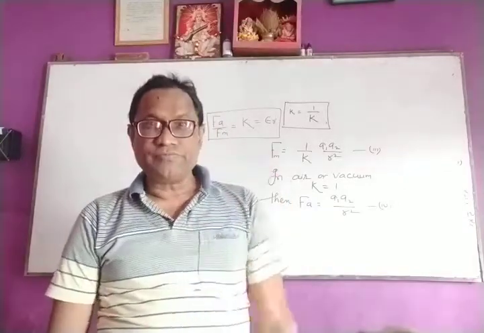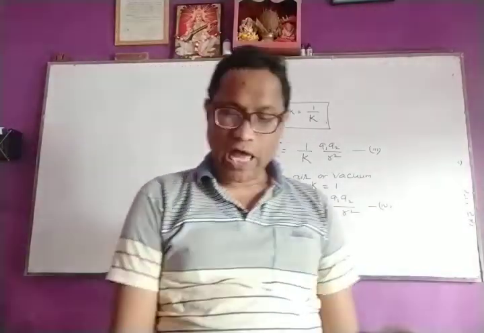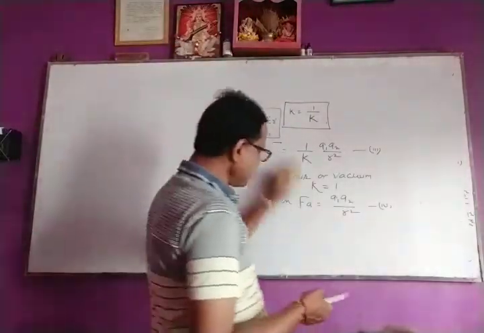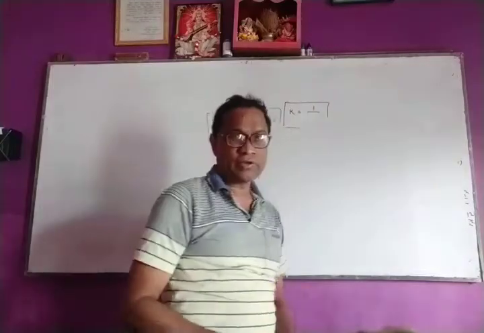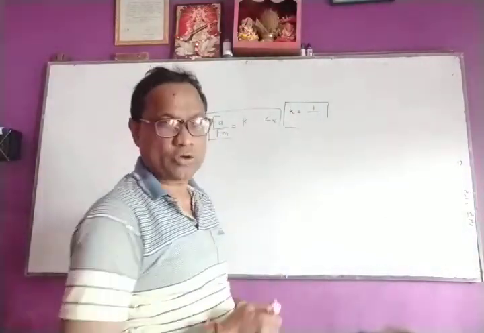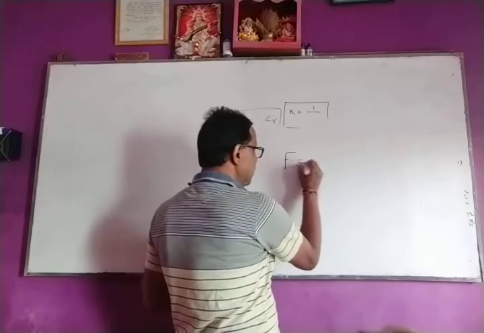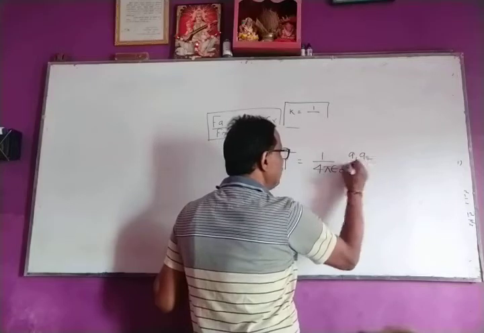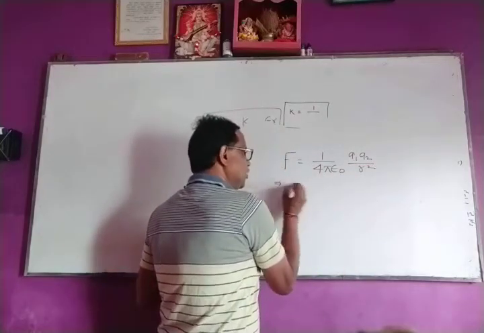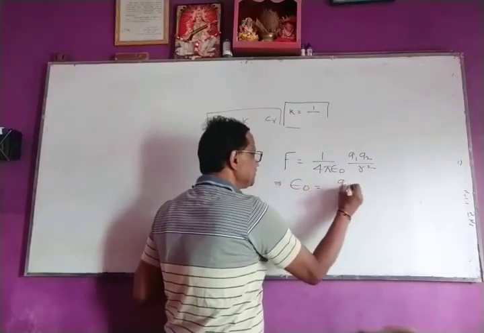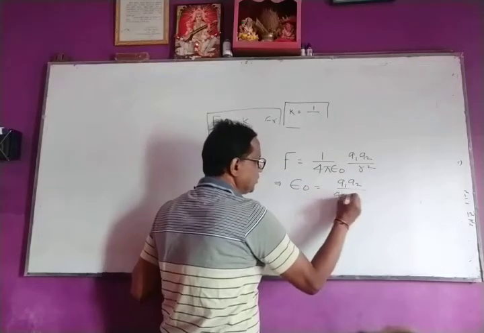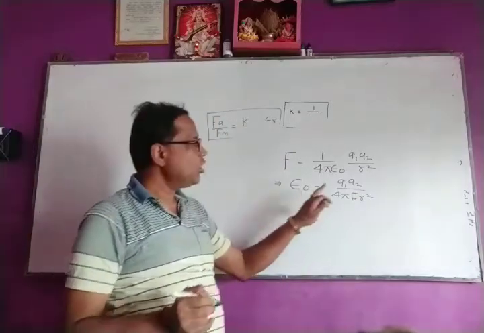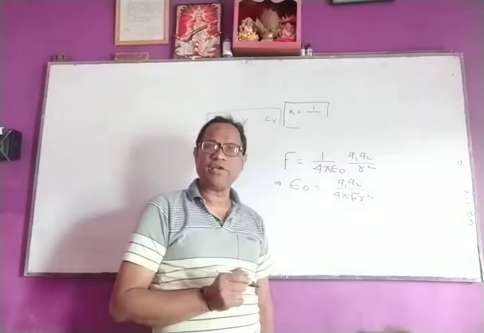We have to find the dimensional formula of epsilon naught from Coulomb's law. What is the way? What is the process? What is the method to find the value of epsilon naught? So we know that F is equal to 1 by 4 pi epsilon naught Q1 Q2 by R square. So by cross multiplication, epsilon naught is equal to Q1 Q2 by 4 pi F R square.